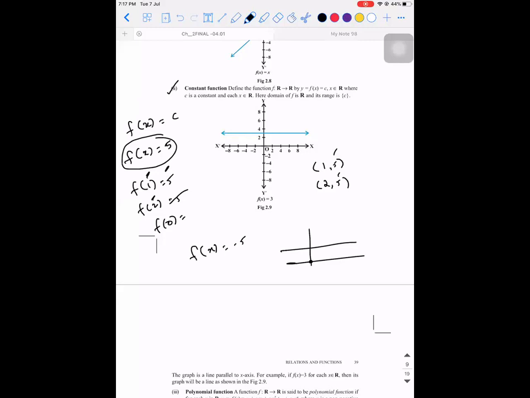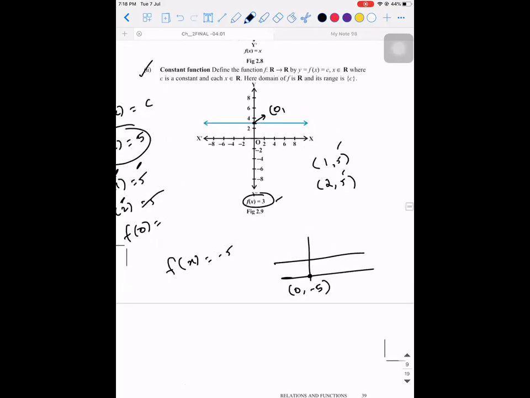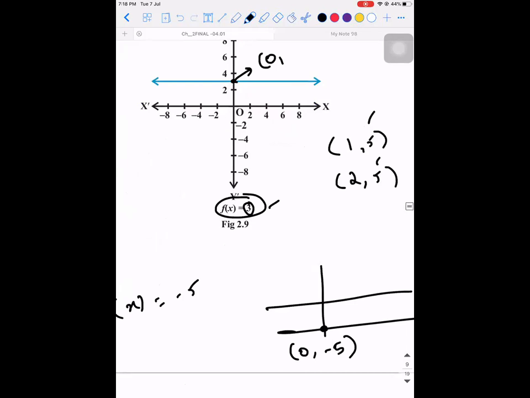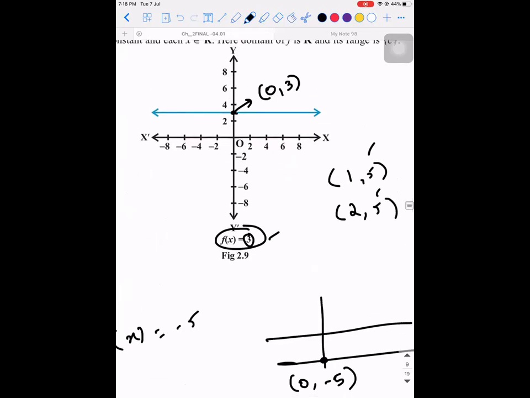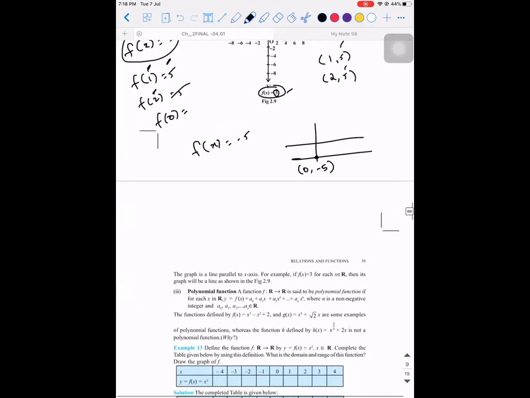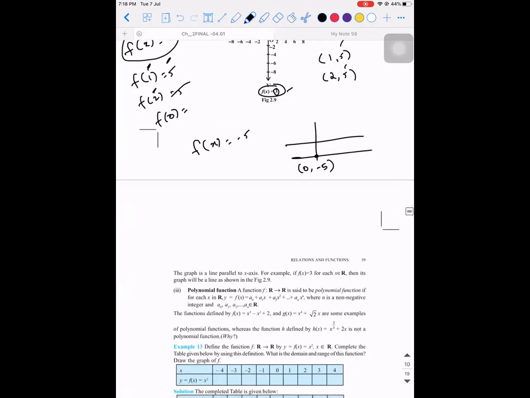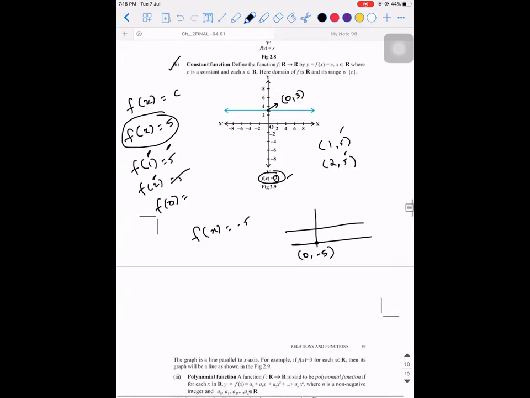And what will this coordinate be? This coordinate will be 0, -5. So for example, if f of x is equal to 3, what will be the coordinate of this point? 0, 2.5? No. F of x is how much? 3. Yeah, 0, 3. That's it. So this is all about the identity function and the constant function.